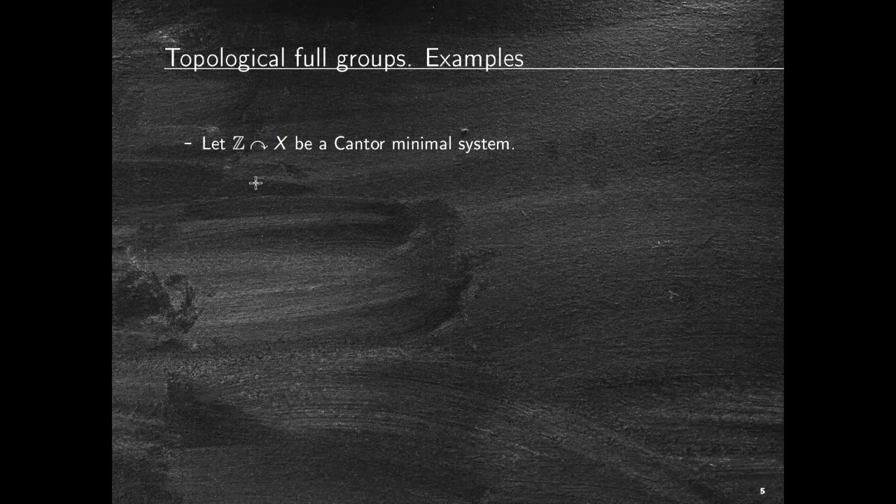Integer actions are really just, because the integers are generated by one element, picking a homeomorphism of your space. So you have a generator for such an action. And we assume that X is a Cantor space to have a nice totally disconnected space. If you form this transformation groupoid and look at the full group, then what you're looking at are homeomorphisms of the Cantor space which locally coincide with a power of this homeomorphism you've chosen. These are the elements in the full group in that case.